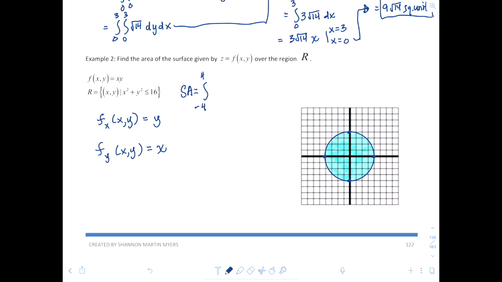Now, if I do dx at the very outside, x is going from -4 to 4. Y would be moving from, if I was isolating y and writing it in terms of x, it's a circle with radius 4, so it'd be root 16 minus x squared at the top and negative root 16 minus x squared at the lower limit. And then I found my partials, so I'm going to have the square root of 1 plus x squared plus y squared dy dx. Cool so far?